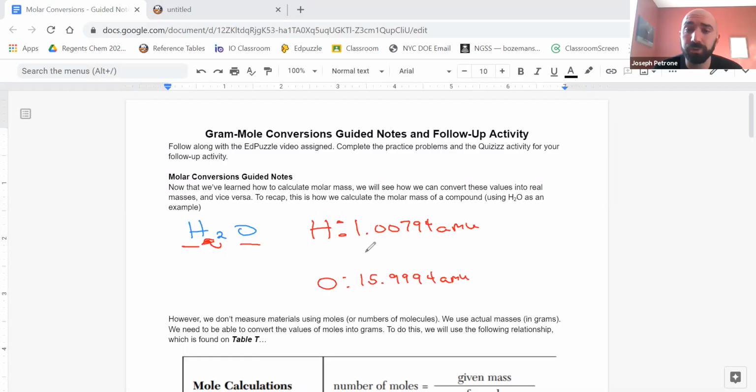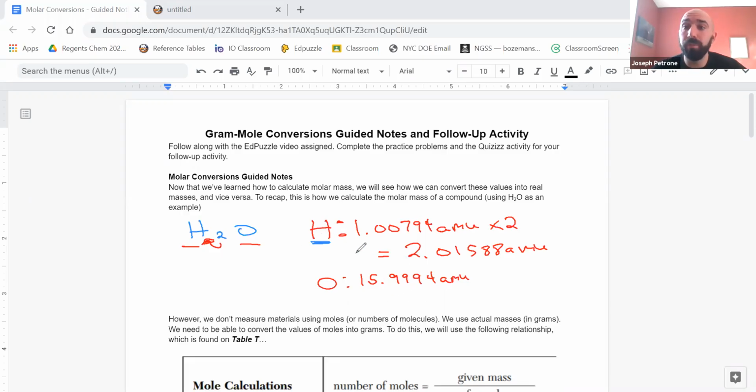Because we have 2 hydrogens, we're going to multiply this value times 2. Just use a calculator, I'm not forcing you to do math in your head. On the exams you'll have availability to use a calculator, so why not? 1.00794 times 2 is 2.01588 AMU, and that is for hydrogen. Oxygen, we would multiply by 1, but we know multiplying anything by 1 will give us the same number.